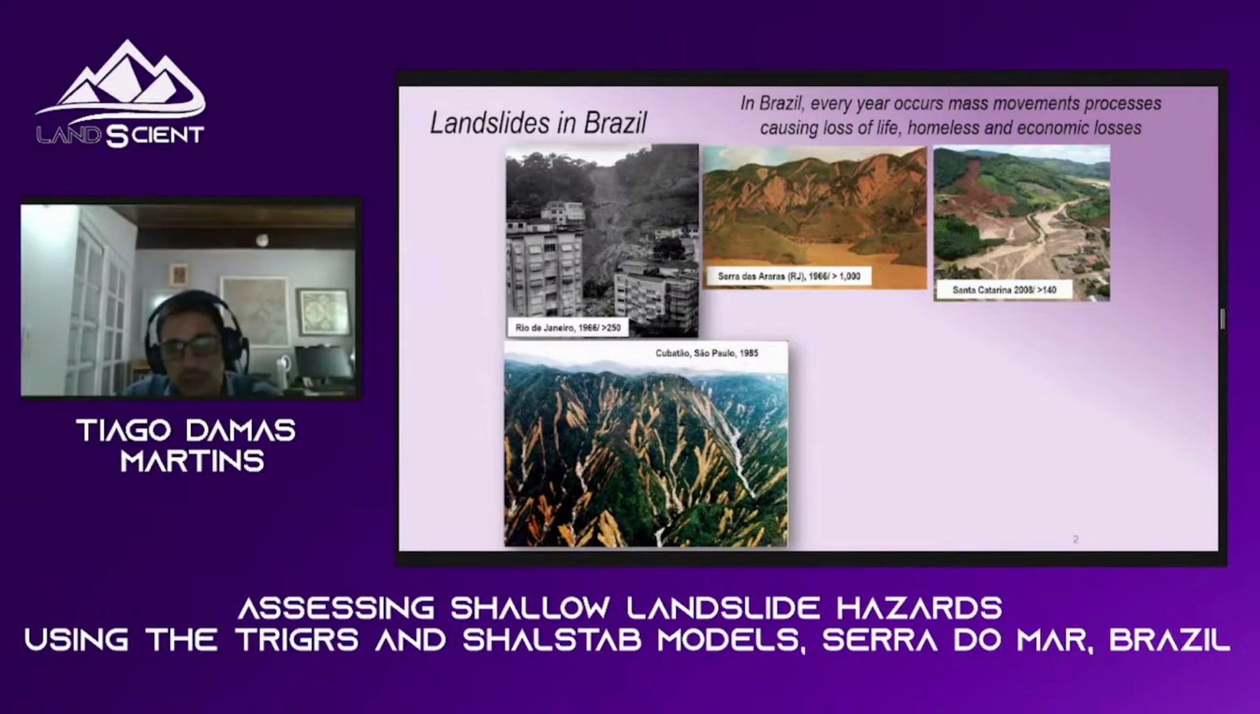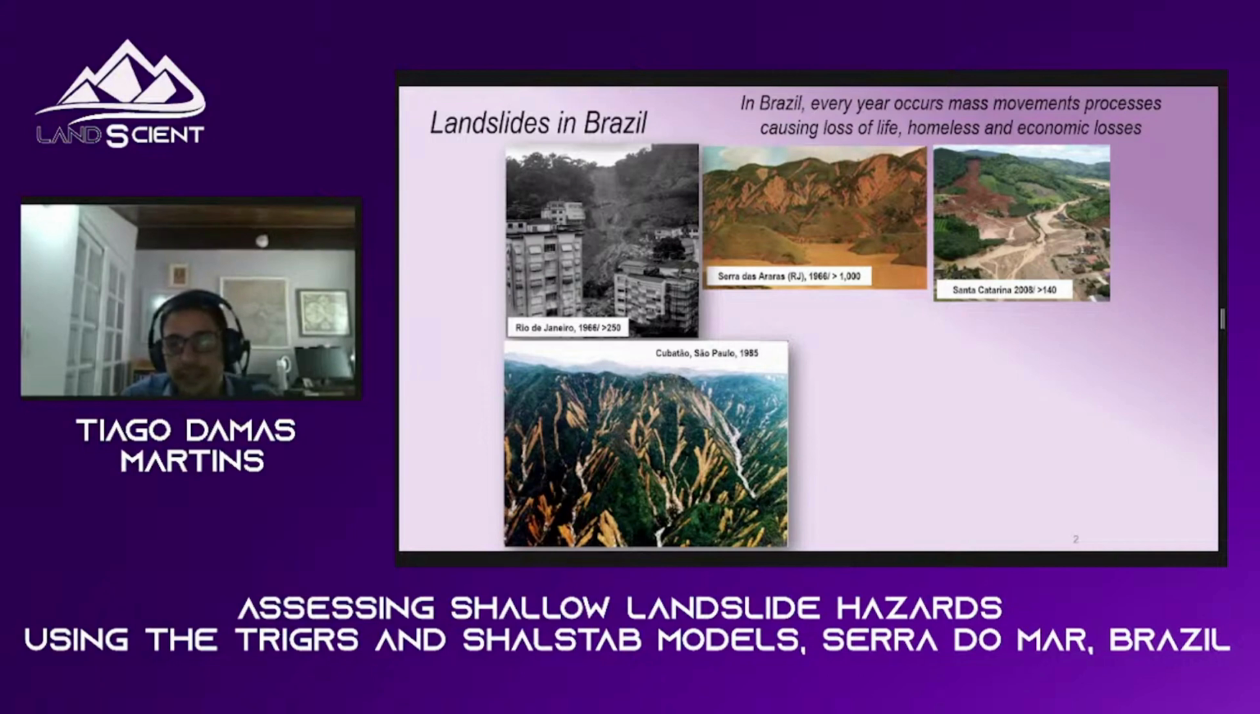Also in the 60s, we have some main moments in Brazil when the disasters caused by mass movements were very intense: the 60s, the 80s, and 2009, 2010. So Serra das Araras is part of this landform compartment that faces the Atlantic Ocean, this mountainous terrain that goes from the south to the southeast Brazilian coast. It's on the way from São Paulo to Rio de Janeiro.